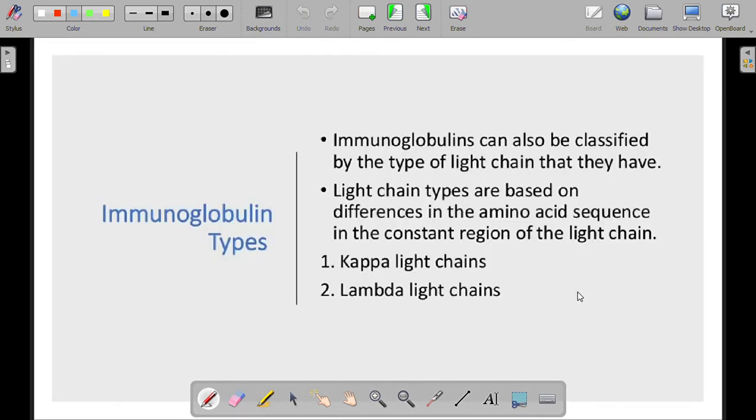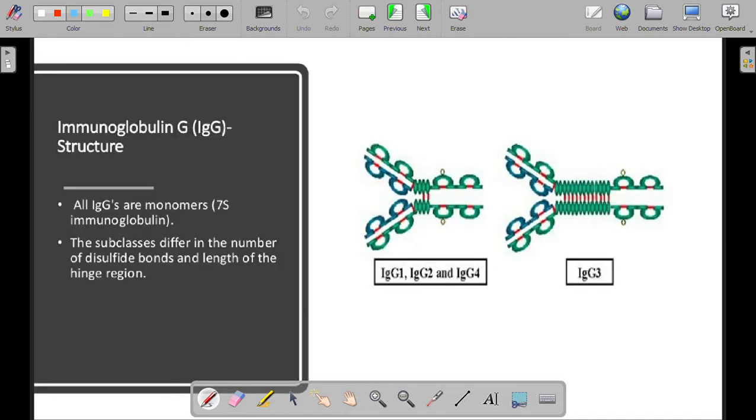So what are immunoglobulin types? Immunoglobulins can also be classified by the type of light chain they have. Light chains are based on differences in the amino acid sequences in the constant region of the light chain: kappa light chain and lambda light chain. All the immunoglobulins are monomers, that is 7S. These subclasses differ in number of disulfide bonds and length of the hinge region.